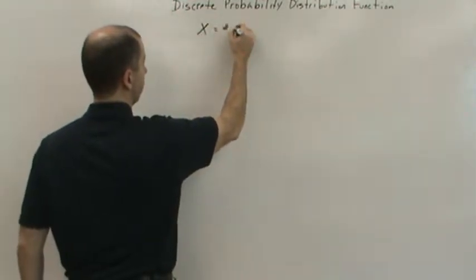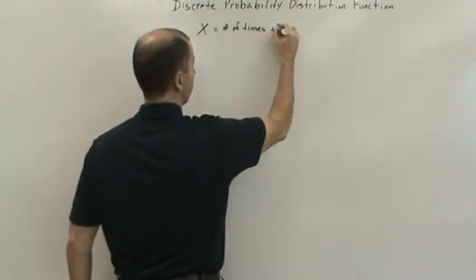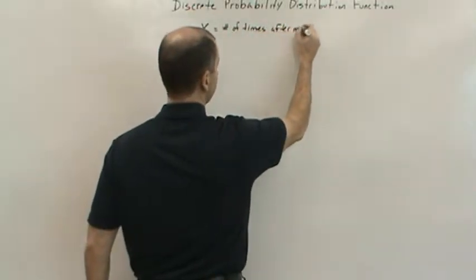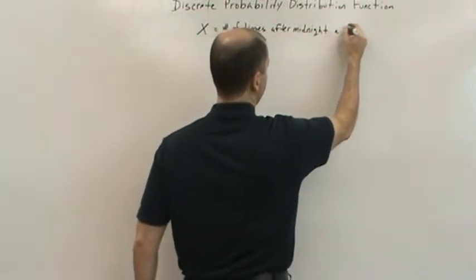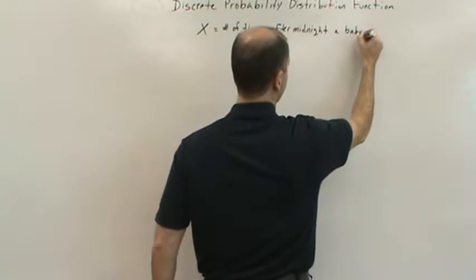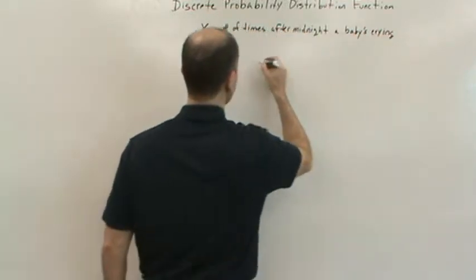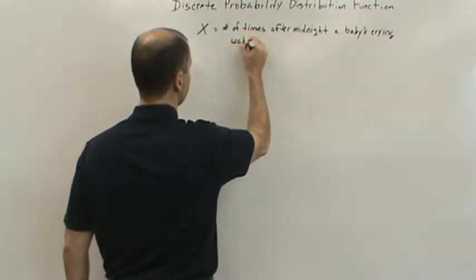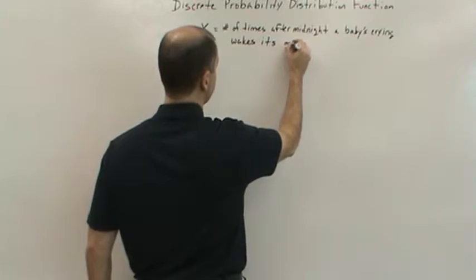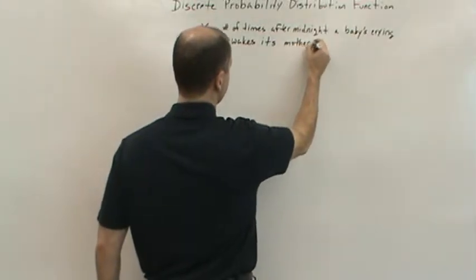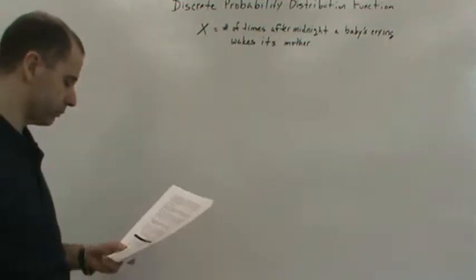So x is the number of times after midnight a baby's crying wakes its mother. Okay, so that's x.